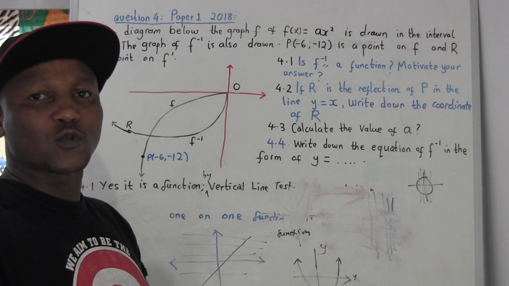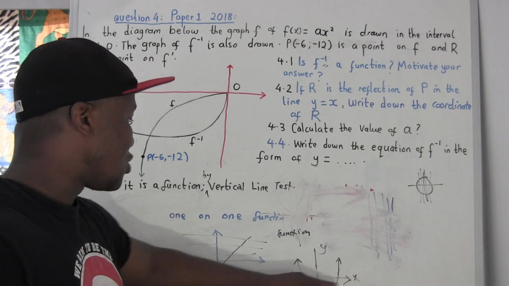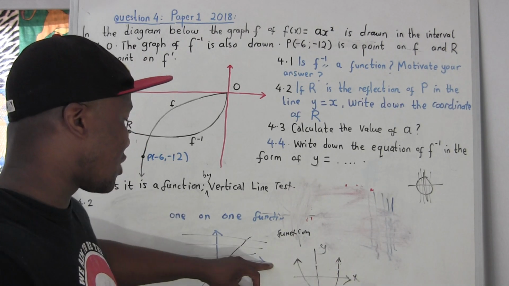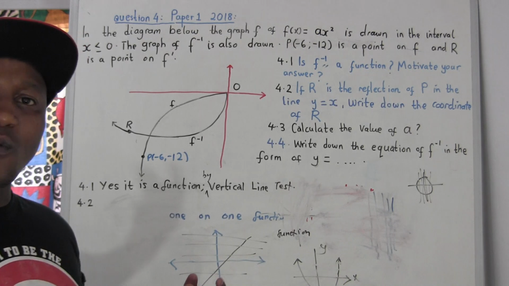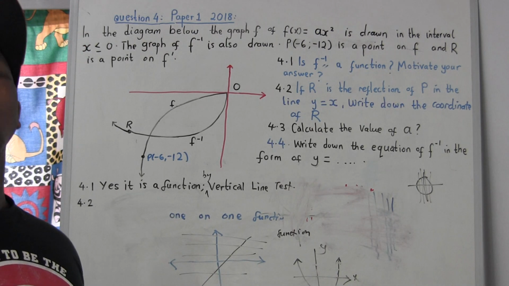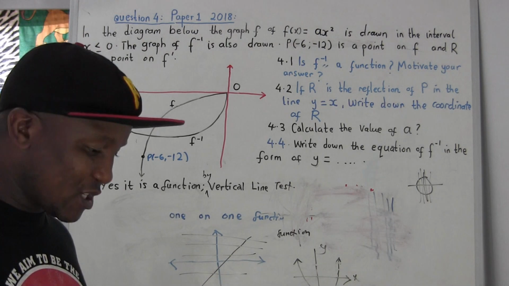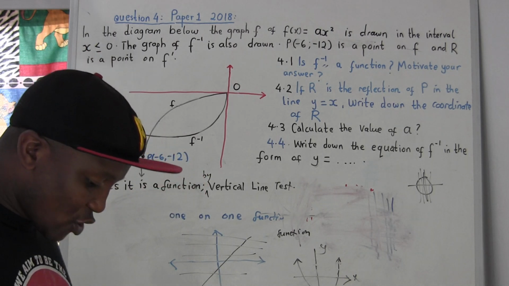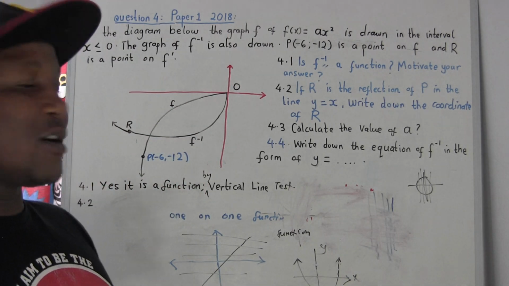Now you go for the horizontal line test to check if it's one-to-one. Let's go. No, it's not one-to-one because when you draw a horizontal line, it cuts more than once. So to test if something is one-to-one, you must use the horizontal line test. But before you test for a one-to-one function, make sure you test if it's a function. You know what I'm saying?